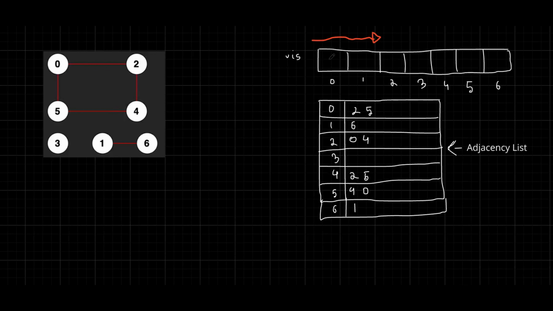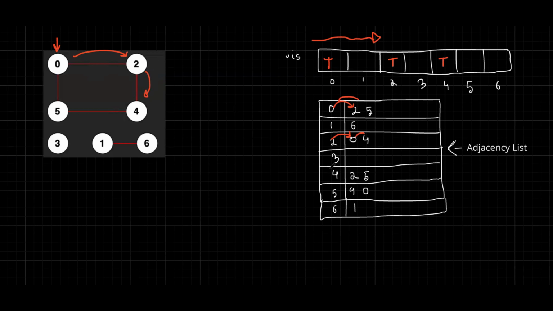Initially we see that our node 0 is not visited, so we have to run a DFS here. From 0, we can go to 2. From 2, we can go back to 0, but 0 is already visited, so we mark it as visited. And from 2, we can go to 4, so make node 4 visited.